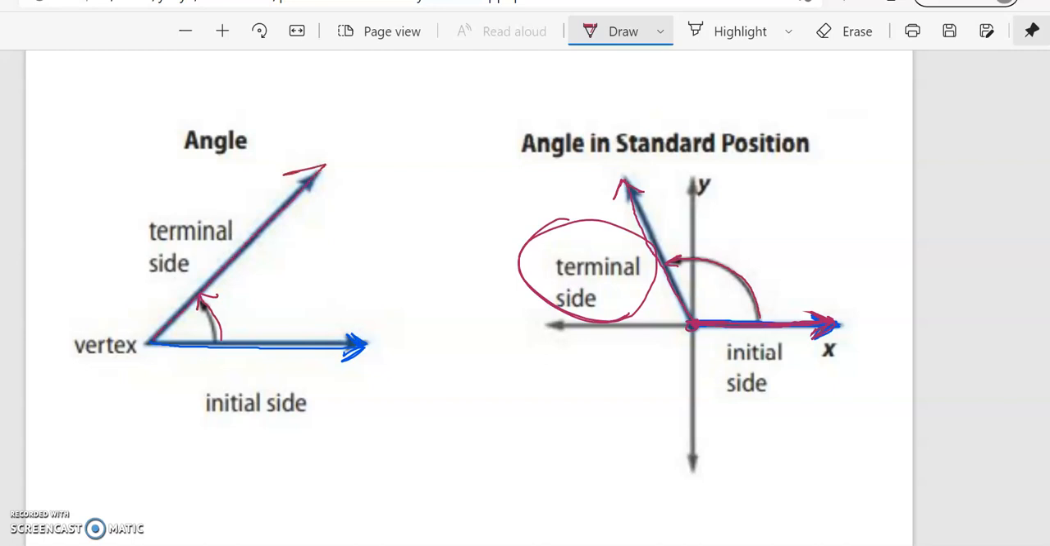So these two sides are what make up an angle measure, right? And if you remember from geometry, your vertex is another word for that angle that is created by these two sides. So an angle in standard position, like I said, is always going to start with the initial side on the positive x-axis. So this is the positive x-axis right here.